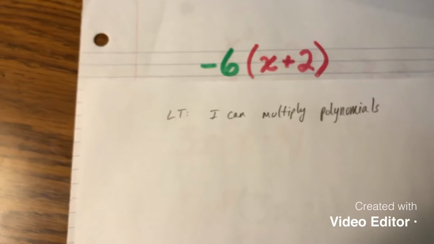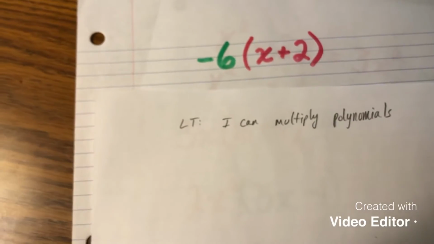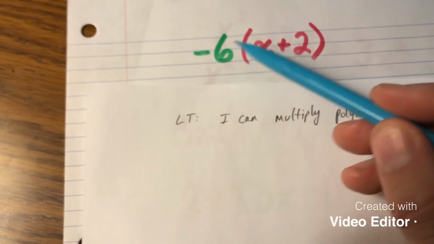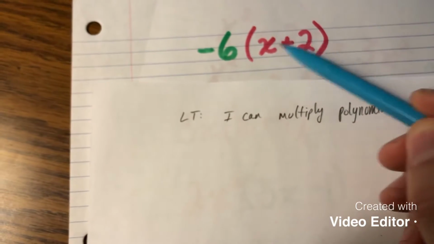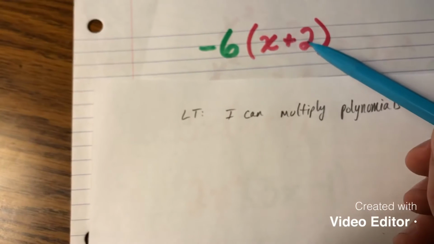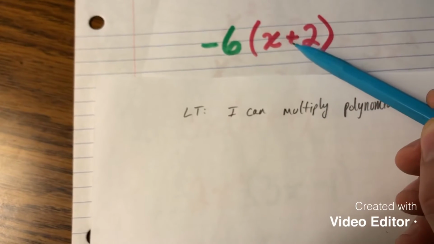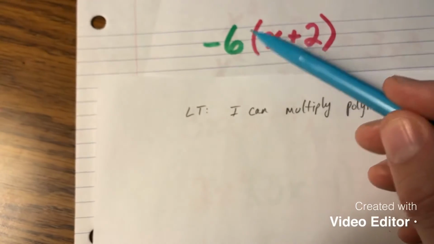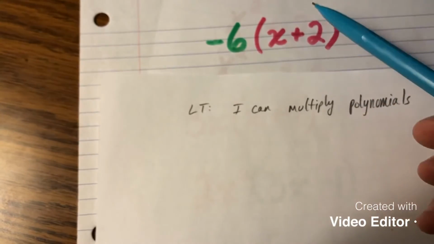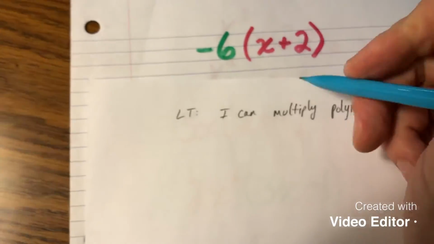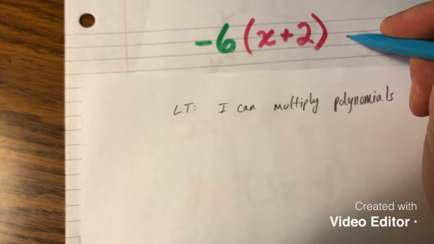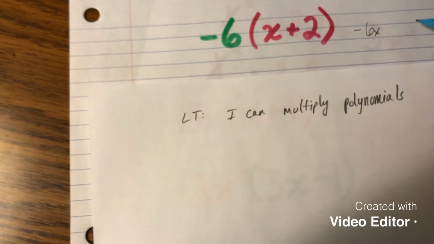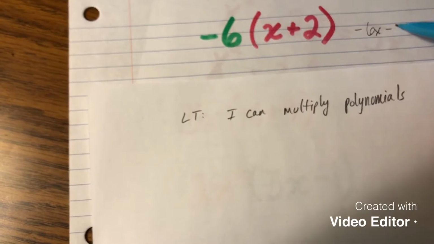We're going to multiply and find the product. Okay, so in this, I'm multiplying -6 times x plus 2. And notice this is set up in parentheses because I can't combine x plus 2. And what you're going to do is distribute. Using the distributive property, you're going to multiply -6 to each of these. So the first one is -6 times x is -6x. And then -6 times 2 is -12.